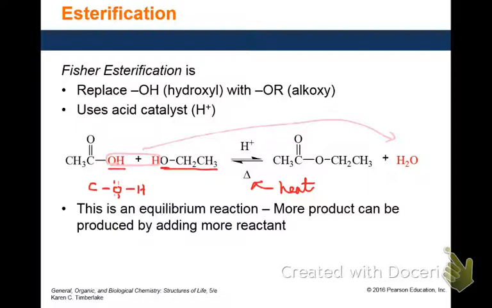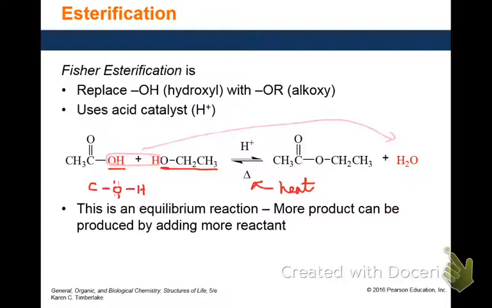It's actually what we call an equilibrium reaction, so if you had one mole of this and one mole of this, the reaction would go until you had about a half a mole of product. So that means that at equilibrium, when the reaction's done, you'll have about half products, half reactants.